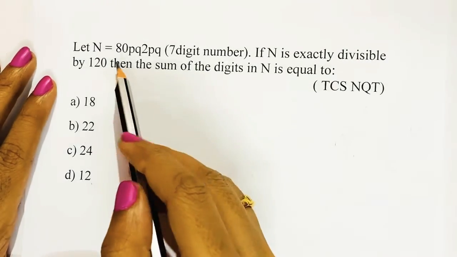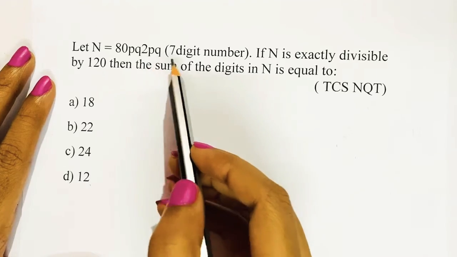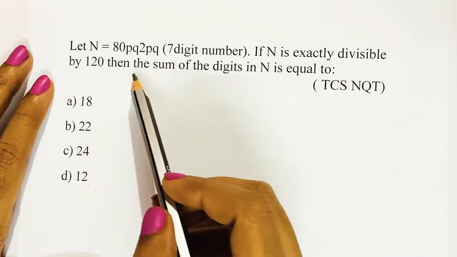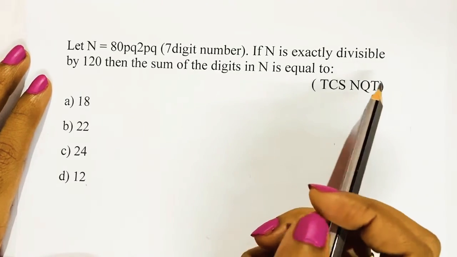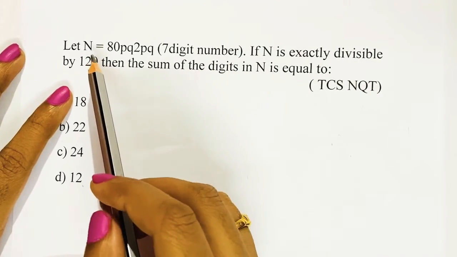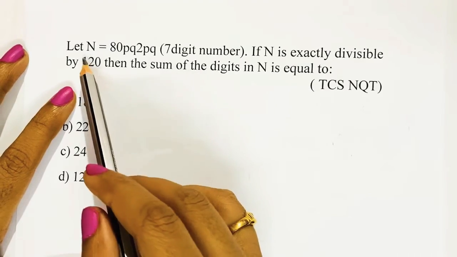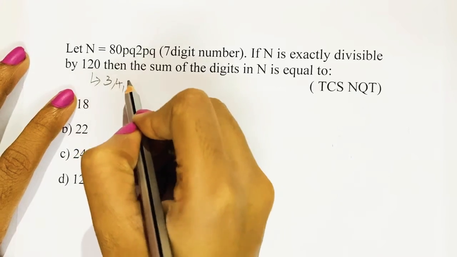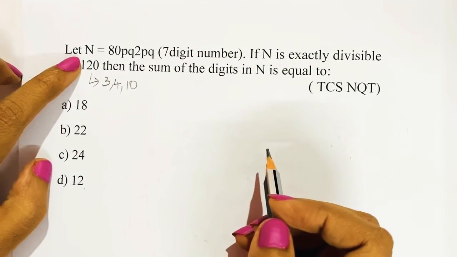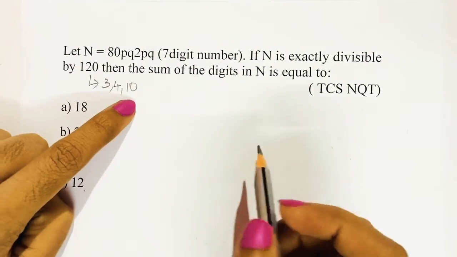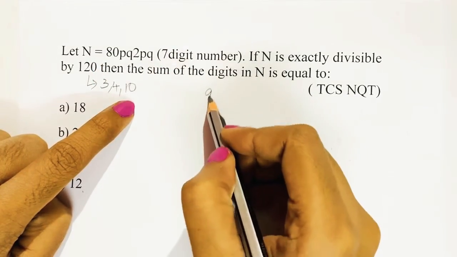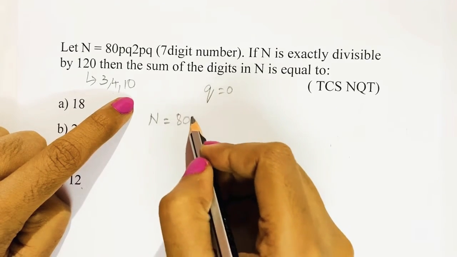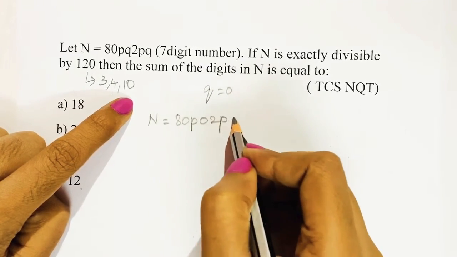Let n be equal to 80pq2pq, which is a 7-digit number. If n is exactly divisible by 120, then the sum of the digits in n is equal to... Okay, it is given that n is divisible by 120. So we have to check whether n is divisible by 4, 3 and 10. As n is divisible by 10, the last digit of n, which is q, must be equal to 0. When q is equal to 0, n becomes 80p02p0.